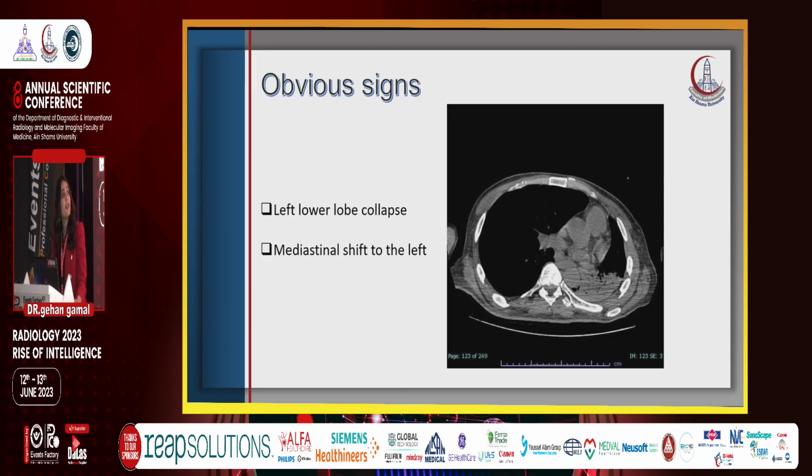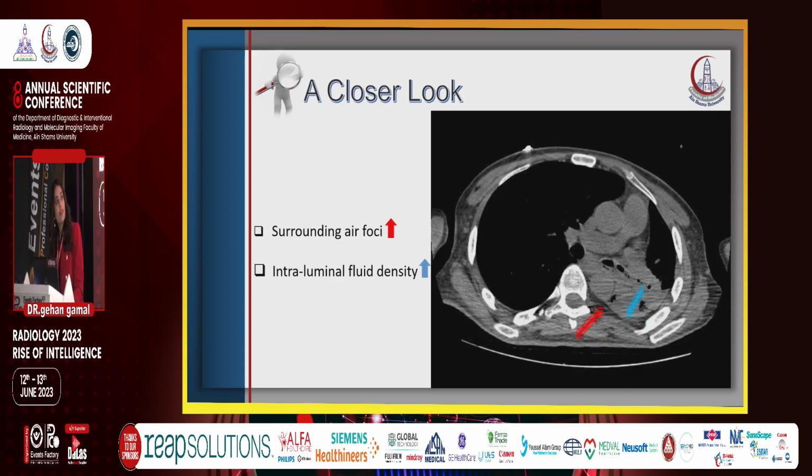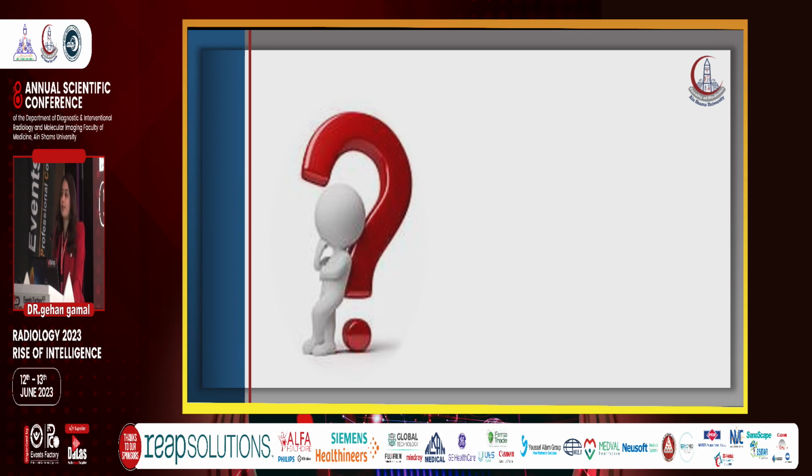As we can see, the lower lobe of the left lung appears collapsed, together with a mediastinal shift towards the left side. What else? The left main bronchus is seen attenuated compared to the other side, with surrounding foci of air around the left main bronchus, as shown by the red arrow. The blue arrow points at fluid density present inside the left main bronchus and extending to the lower lobe bronchus. Based on this description, can anyone guess the diagnosis?